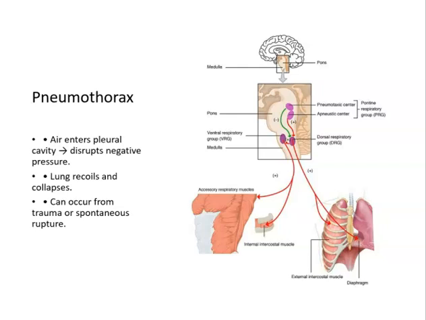So a tension pneumothorax is especially dangerous. It shifts the mediastinum, which compresses the heart and opposite lung. Immediate intervention with something like a needle for decompression is really important in that instant.